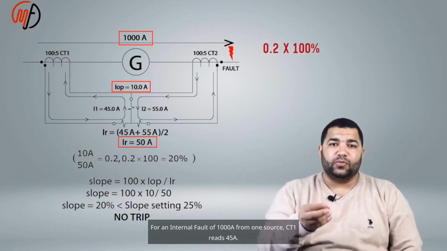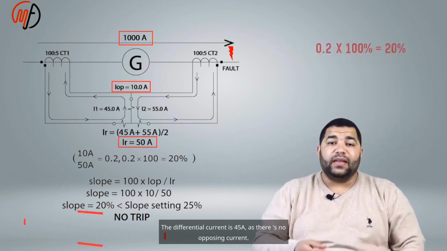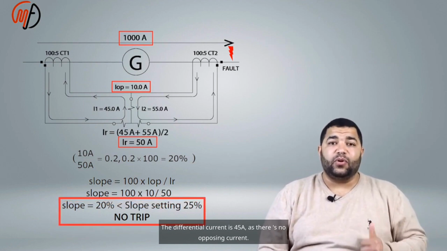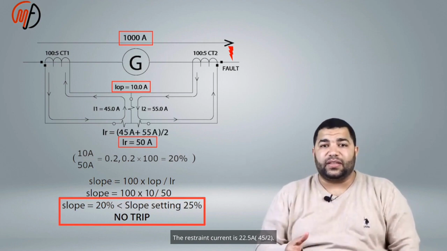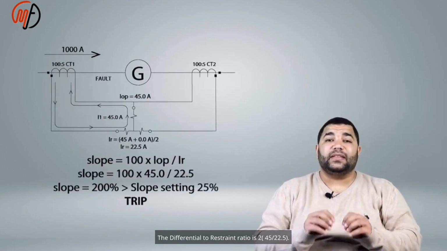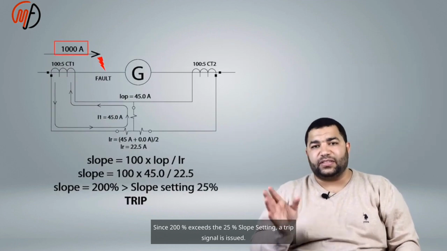For an internal fault of 1000A from one source, CT1 reads 45A. The differential current is 45A, as there's no opposing current. The restraint current is 22.5A, which is 45 divided by 2. The differential to restraint ratio is 2, which is 45 to 22.5. Since 200% exceeds the 25% slope setting, a trip signal is issued.